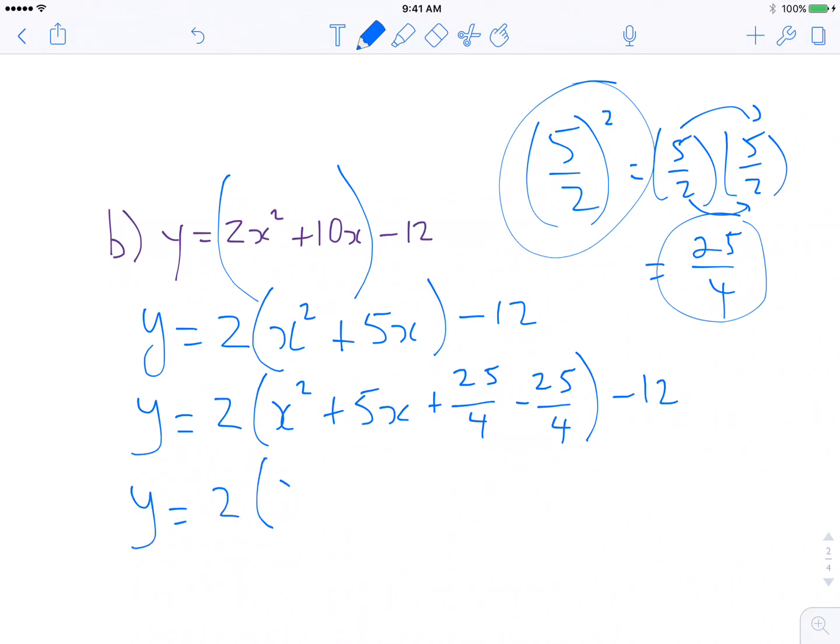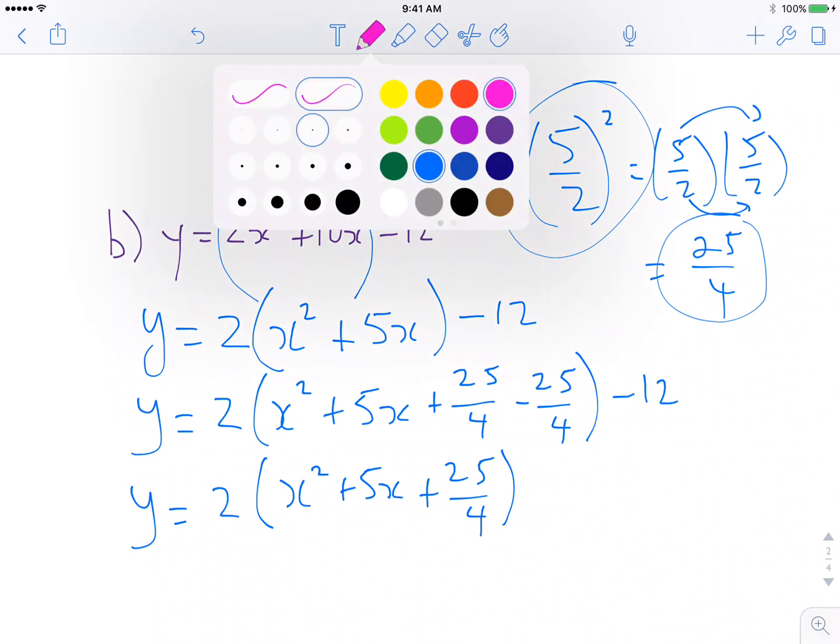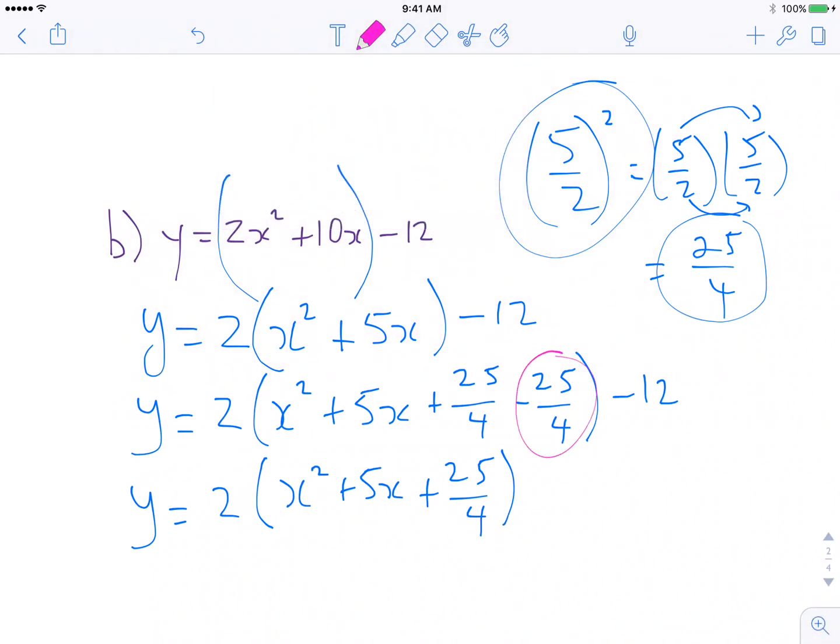Let's work through this here. So now we have x squared plus 5x plus 25 over 4. And you may want to pause the video, see if you can handle this on your own, and see if you got the right answer in a moment. And now I want to boot out this negative 25 over 4. But remember, it's being multiplied by 2. Okay, so I'm going to write negative 12 here. That's continuing my question. And I want to multiply negative 25 over 4 by 2 first.